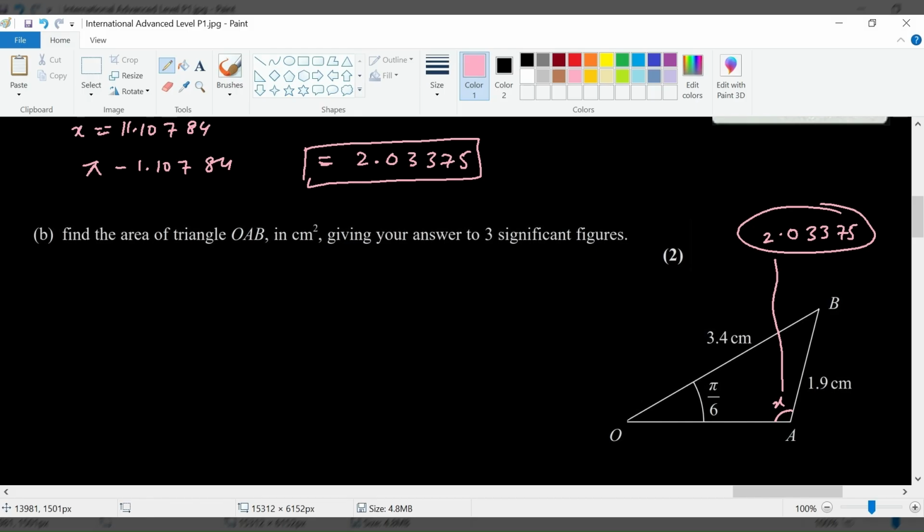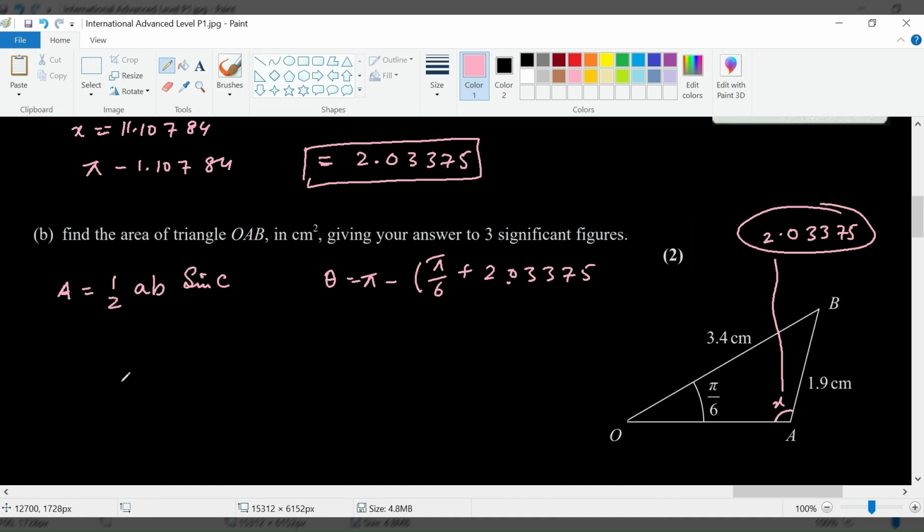Now we need to find out the area of this triangle, and in here I will use the sine rule. A is equal to half of AB and sine of C. This formula is very common to find out the area. Now if we need to find out the angle, we need to have theta equals pi minus pi over 6, and it has to be added to 2.03375.